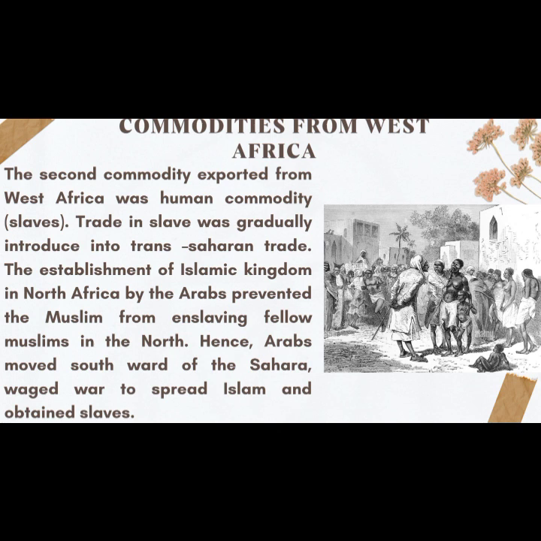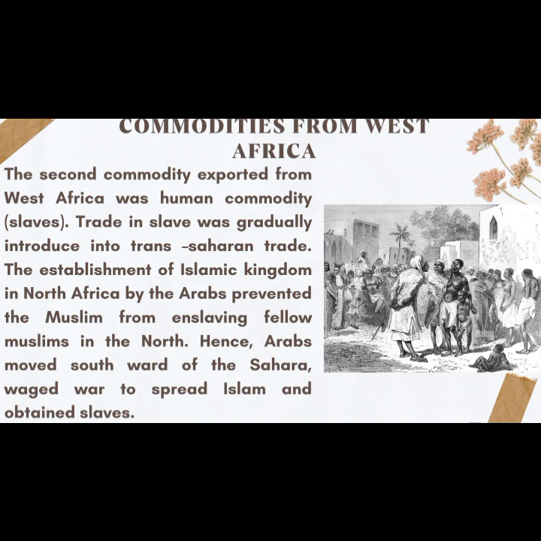The establishment of Islamic Kingdom in North Africa by the Arabs prevented the Muslims from enslaving fellow Muslims in the north. So there was a protection of some sort for the Muslim communities. So humans were not made commodities as regards to slavery. This is because Islam forbids the enslavement of fellow Muslims, and I doubt if there's any religion in the world that endorses slavery. Hence, the Arabs moved southward off the Sahara and waged war to spread Islam and obtain slaves.